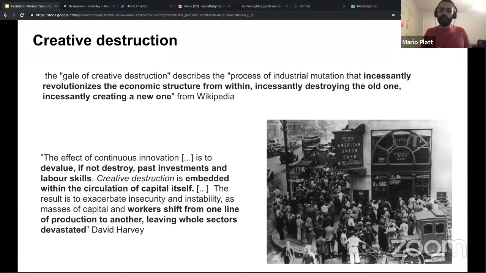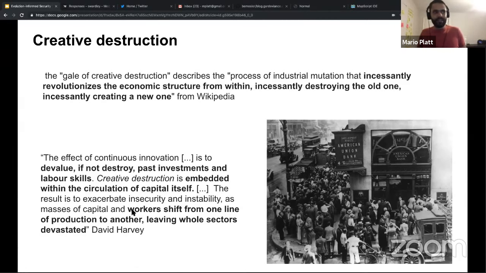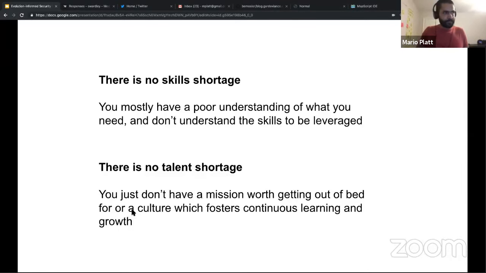So if all you know how to do is the manual labor of stage 2 and 3, you're going to struggle, because as it ends, workers shift from one line of production to another, leaving whole sectors devastated, right? And this is, again, not horrible. This is how things work. This is just business as usual, right? This has been happening for a long time and will keep on happening. And with security, it's not going to be different.